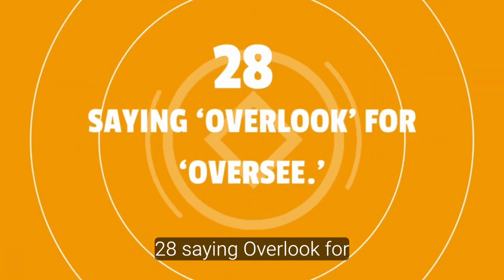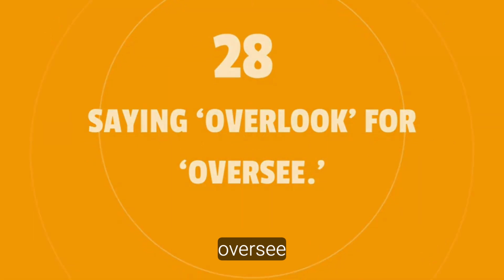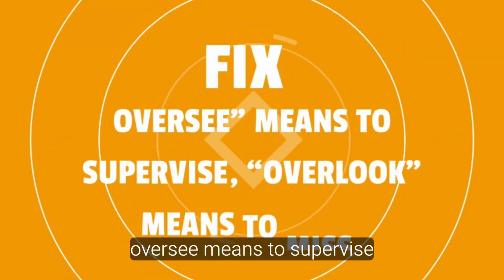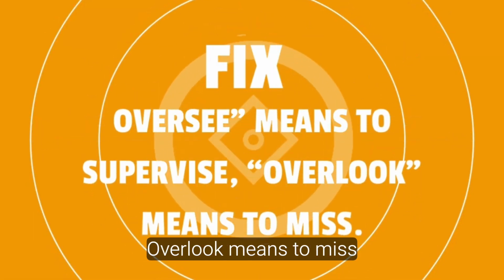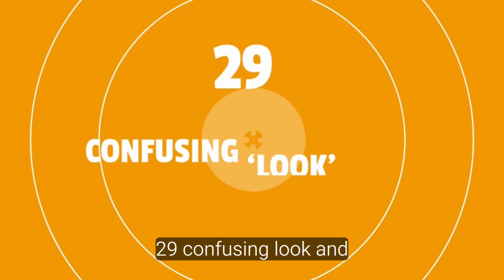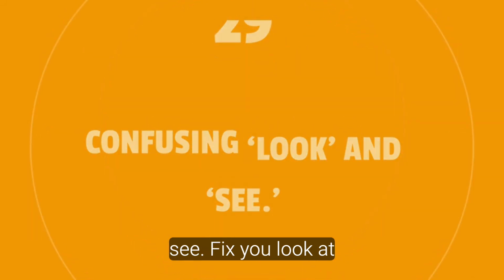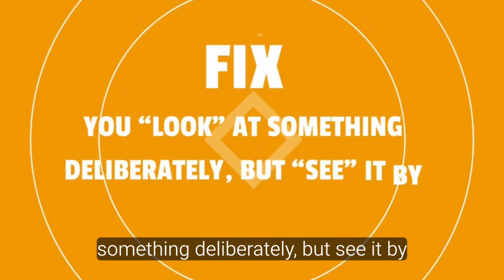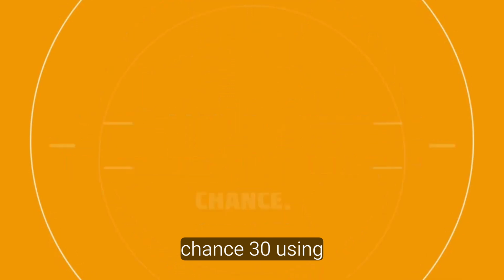28. Saying overlook for oversee. Fix, oversee means to supervise, overlook means to miss. 29. Confusing look and see. Fix, you look at something deliberately, but see it by chance.